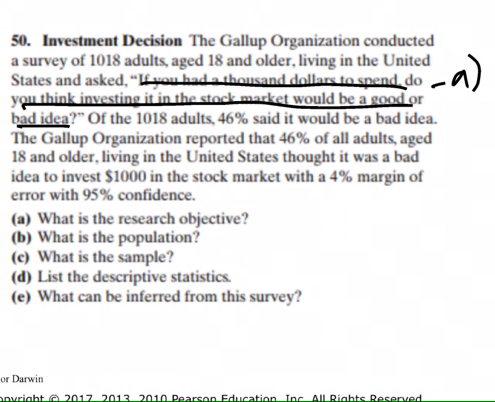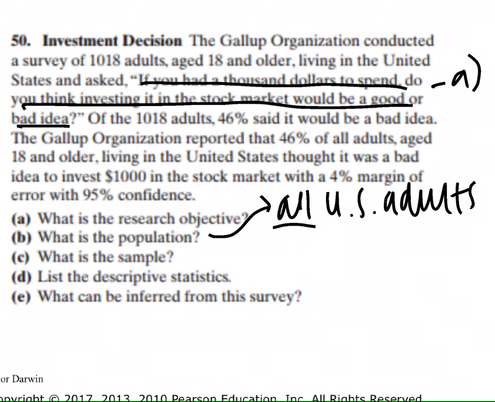The population is all. So who do we care specifically? We care about adults aged 18 and older living in the United States. And honestly, anytime you do population, the word all is your friend, because it's talking about everyone, all U.S. adults 18 and older.